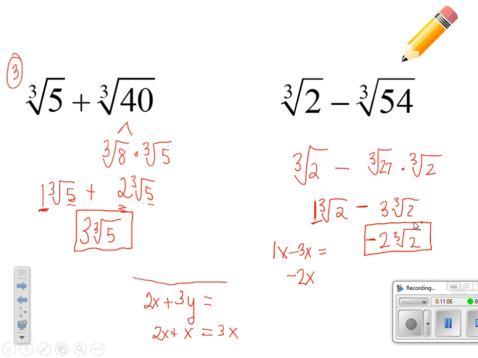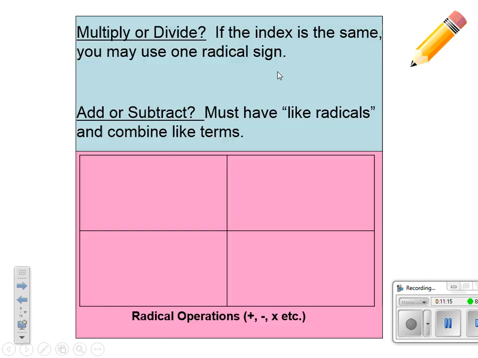So when we add and subtract, and this was problem number 4, we have to make sure that the radicands are the same and the index. So when we add or subtract, you must have like radicals, okay, completely like radicals. So the index has to be the same and the radicand has to be the same. We can't have anything different, otherwise we can't add like terms.